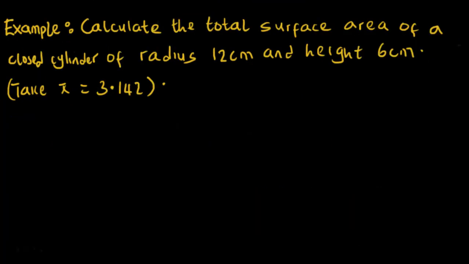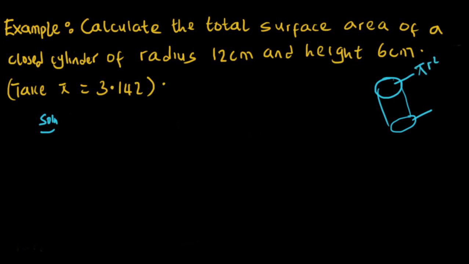So we have: calculate the total surface area of a closed cylinder of radius 12 centimeters and height 6 centimeters. Now let's solve this. Remember, the first thing you need to do is to write the formula for the total surface area of a closed cylinder. And truthfully, you don't need to cram the formula. All you need to do is to draw a closed cylinder somewhere on a rough paper. Remember, a closed cylinder has two circles.